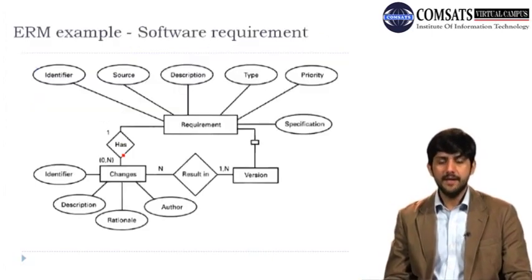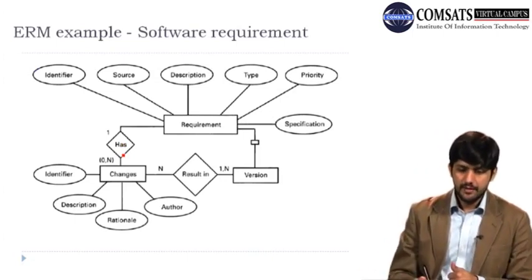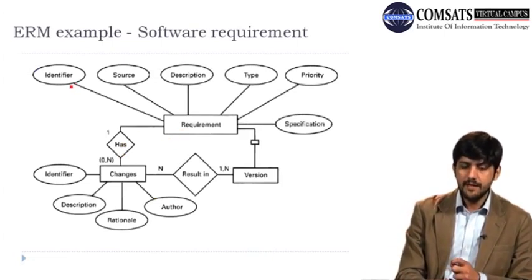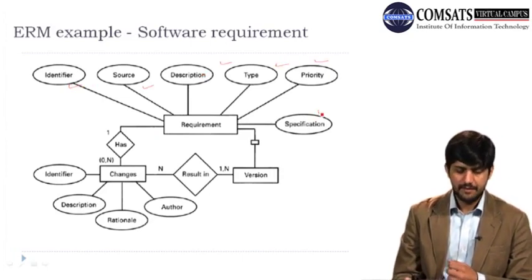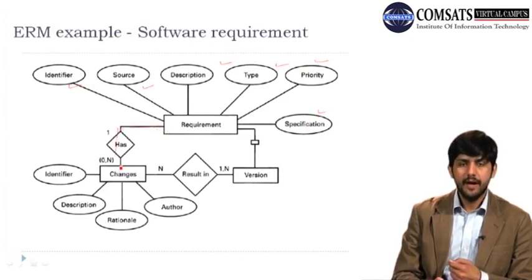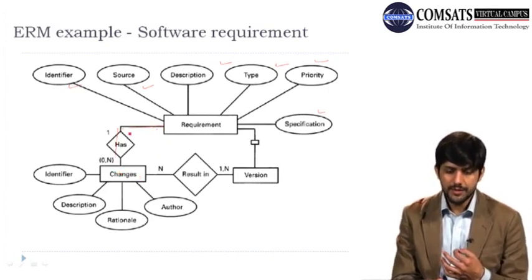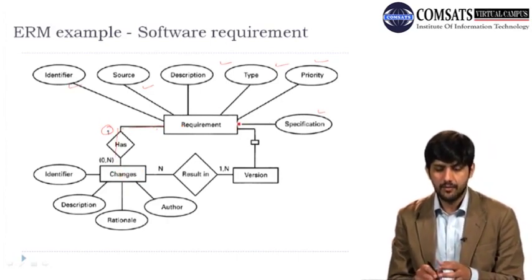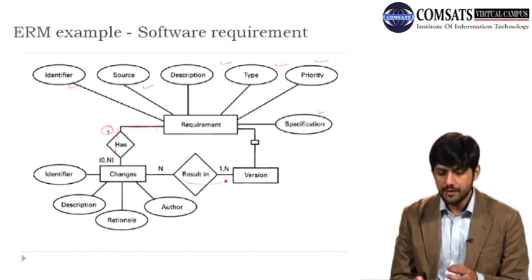Now, this is an example of an entity relationship model. You have these requirements, and each requirement has an identifier, a source, a description, a type, a priority, and a specification. Then requirements change as well, and there can be multiple changes in a requirement. So we are talking about just one requirement. A requirement has changes. There can be multiple changes in a particular requirement, and these changes mean that a new version of this requirement is generated.